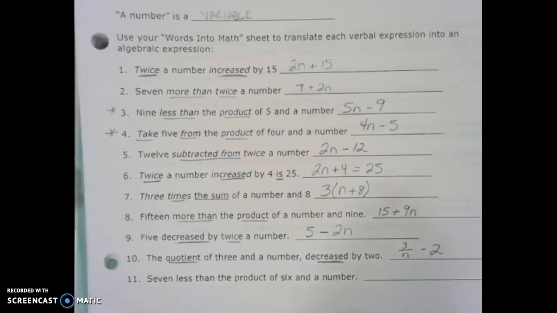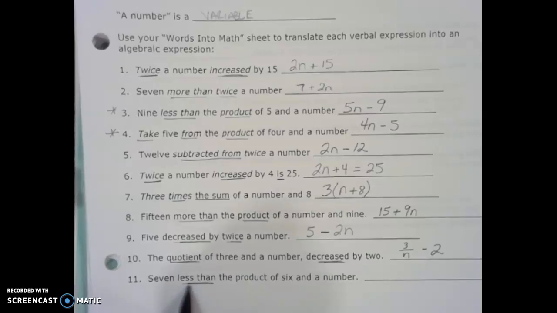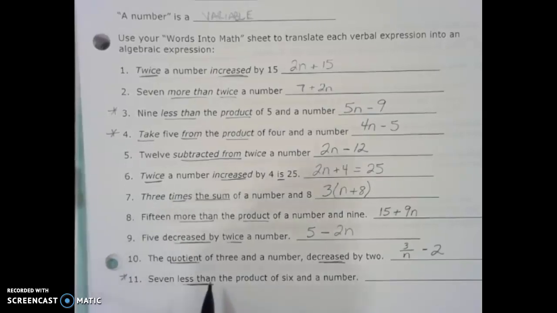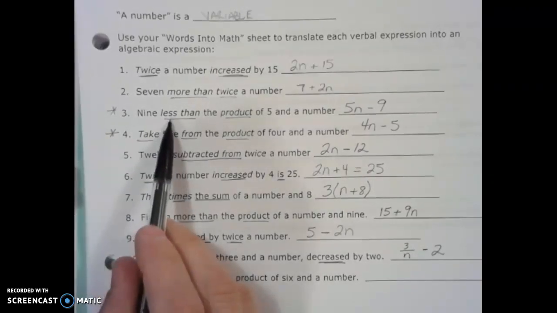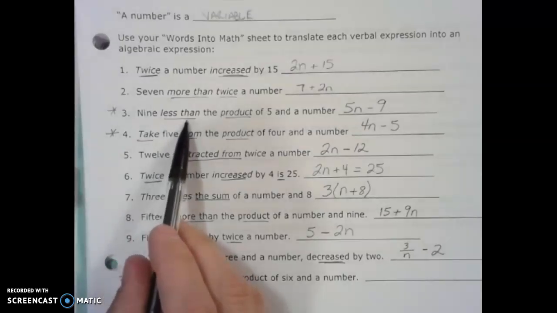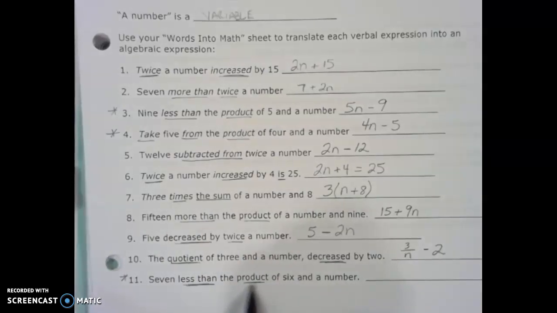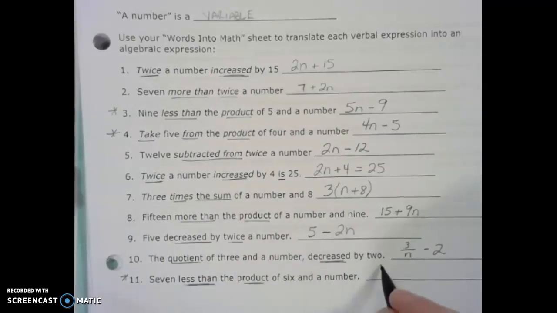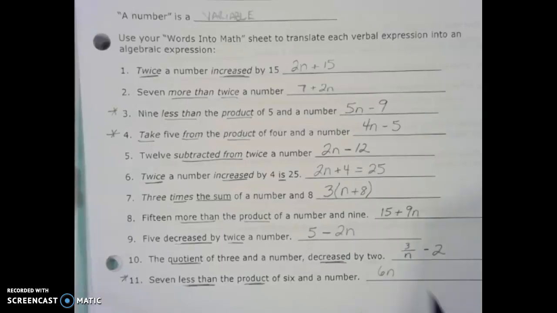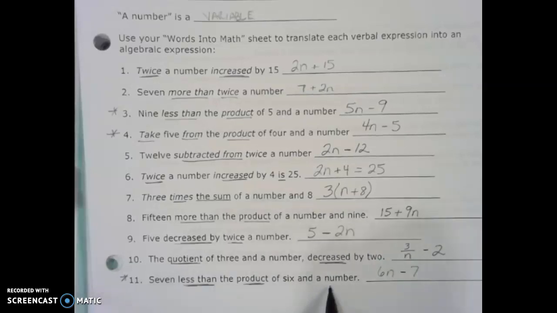In number 11, we have 7 less than the product of 6 and a number. Again, less than. Put a star next to that. That's the same as in example number 3. When I had less than here, I had to switch the order. So I'm going to switch the order here. I'm going to do my product first. 6 and a number, that means 6 times n. And then to do 7 less than that, I have to subtract 7. So 7 less than the product of 6 and a number is 6n minus 7.